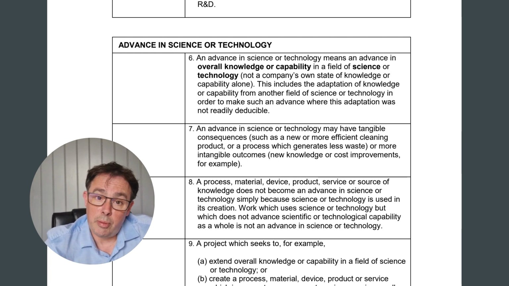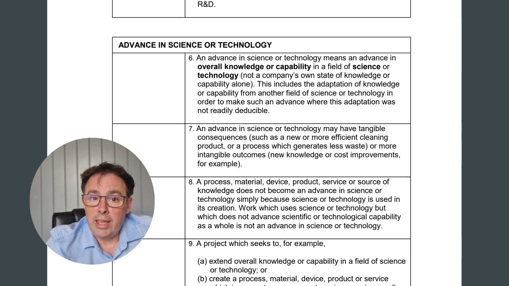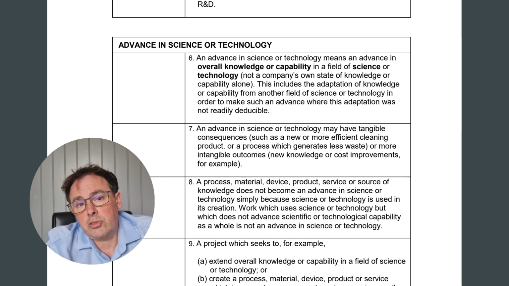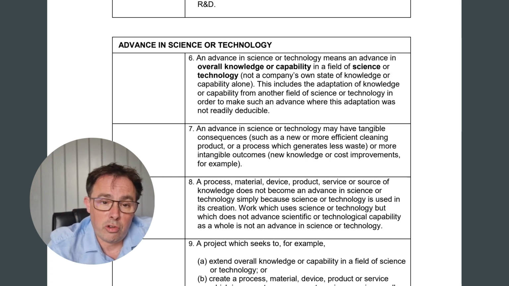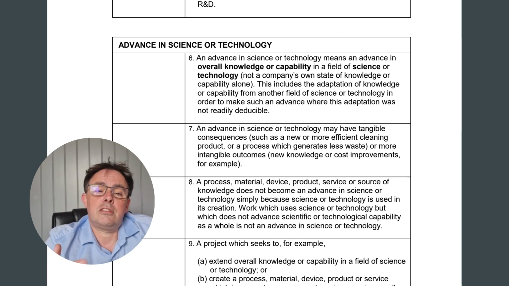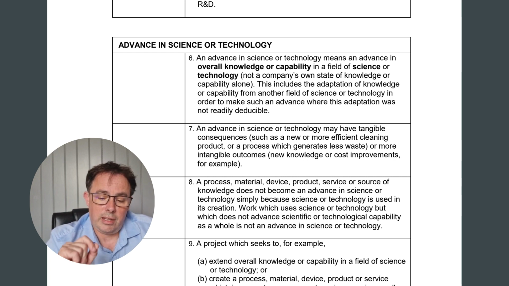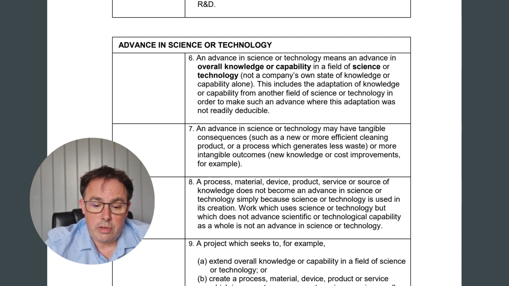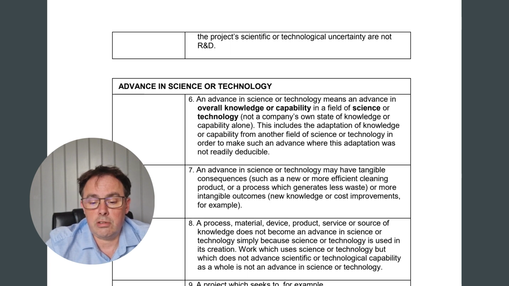If it's not in the public domain, therefore you can't get your hands on that know-how, that IP, then you are able to still make a claim, i.e. someone's really developed a product or the software, but you cannot get your knowledge on the underlying science or technology. That's extremely clear. So that is a very important area, number 6 here. Notice it uses the word knowledge or capability in the field of science or technology, which is great.